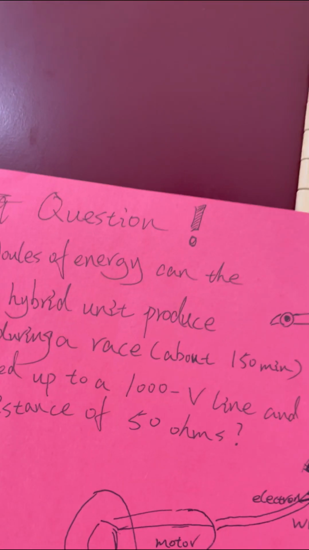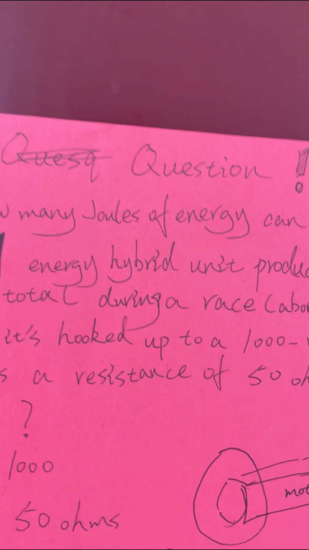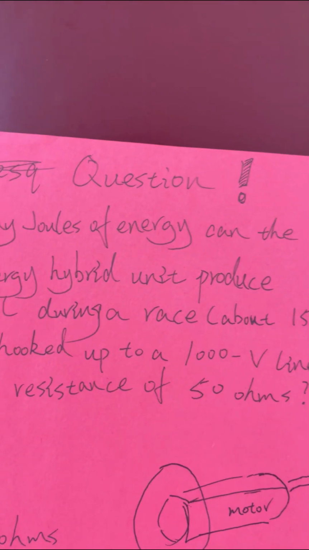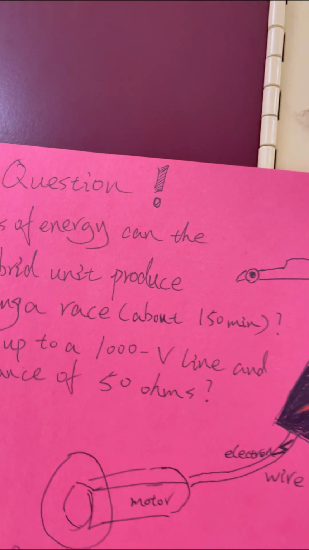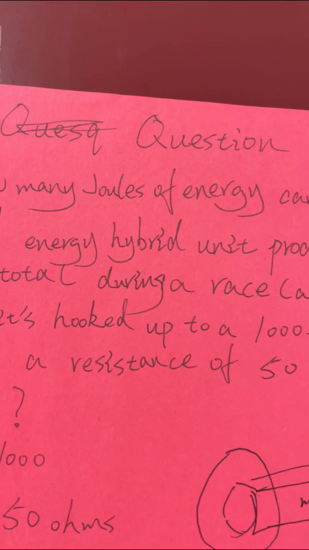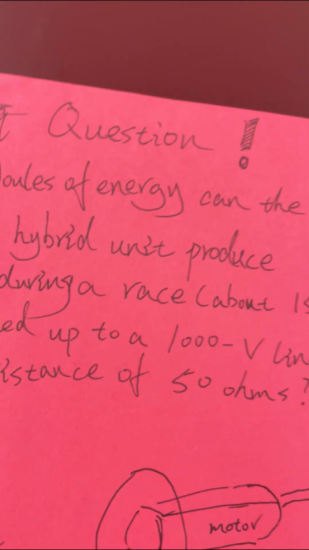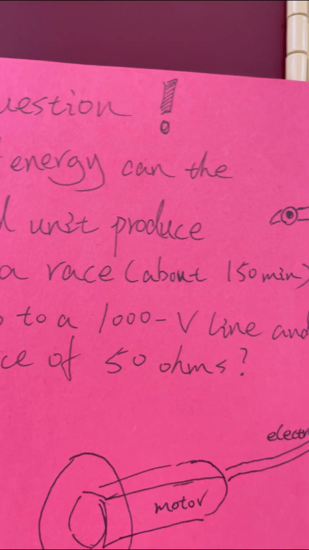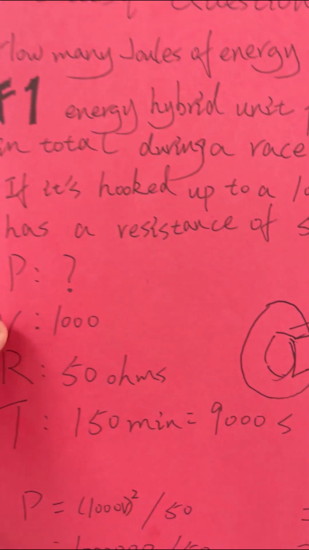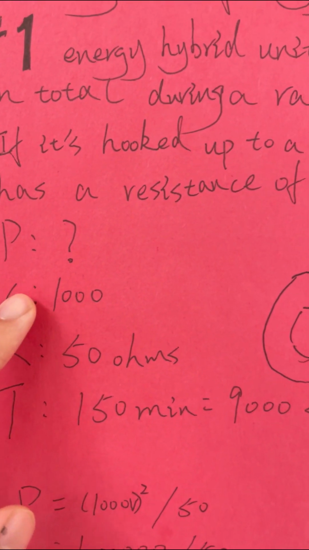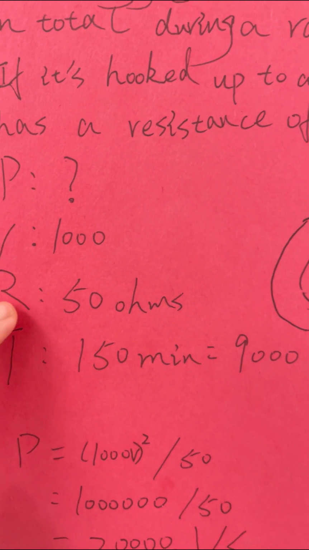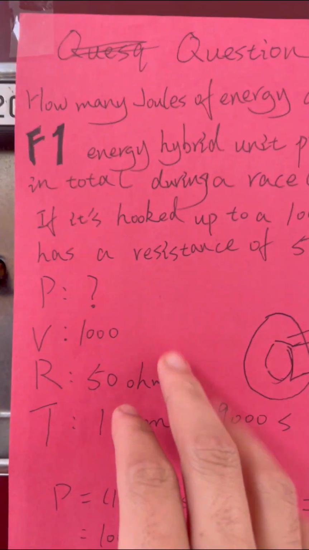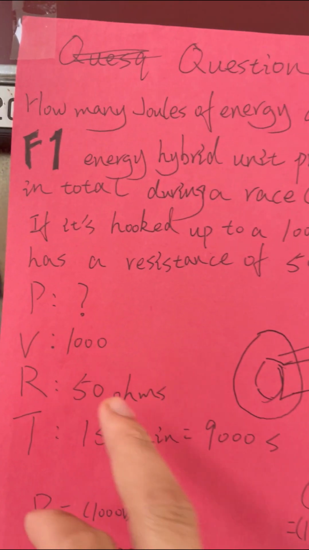Here we have a question: how many joules of energy can the Formula One engine hybrid unit produce in total, if it runs for about 150 minutes, is hooked up to a 1000 watt light, and has a resistance of 50 ohms? So far we have the wattage as 1000 and the resistance as 50 ohms. Back to the question, as I said, we already have 1000 watts and 50 ohms.